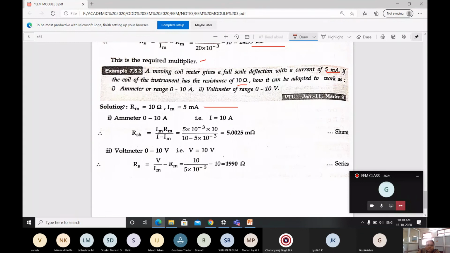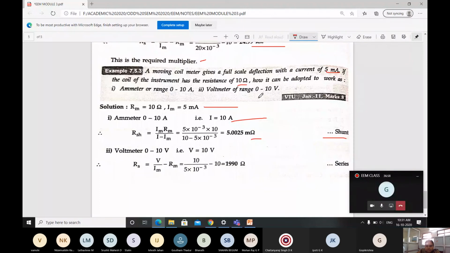First, as an ammeter, what is the maximum current going to be? Capital I, based on the range, is 10 amps. Therefore, RSH is going to be equal to Im Rm divided by I minus Im. All the parameters we know, just substitute here. That is Im is 5 into 10 raised to minus 3, into Rm as 10, divided by 10 minus 5 into 10 raised to minus 3. After calculation, you will be getting 5.0025 milli ohms. That is the shunt for the ammeter.